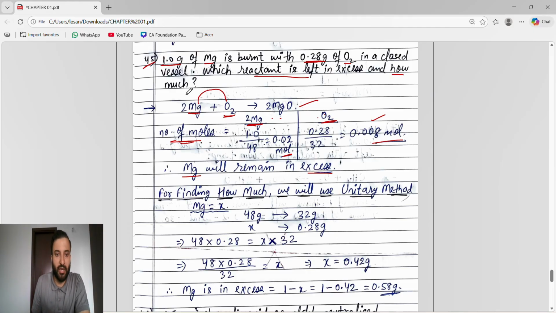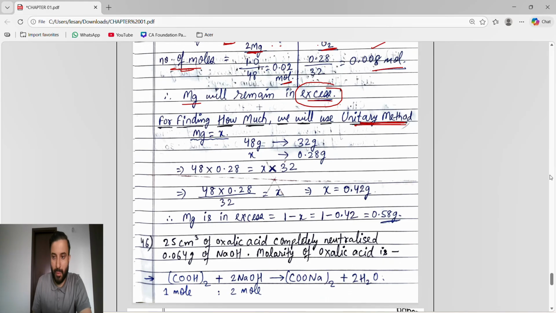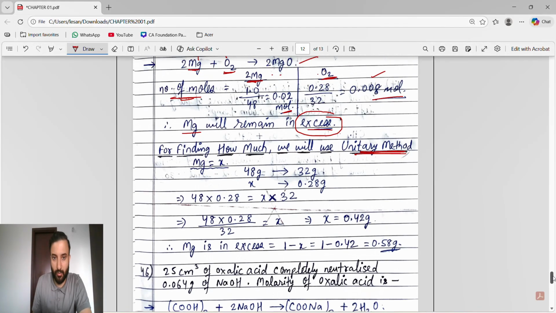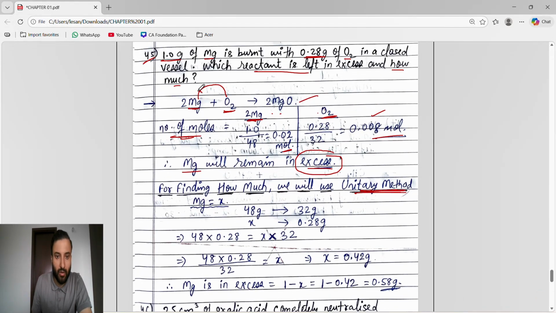And how much, guys? Very important thing: for finding how much, we will use the unitary method. For finding how much is present in excess, not how much is present in the limiting reagent, we will use the unitary method. Unitary method means very simple, guys. See here, this much Mg is reacting with this much oxygen, means Mg is what?